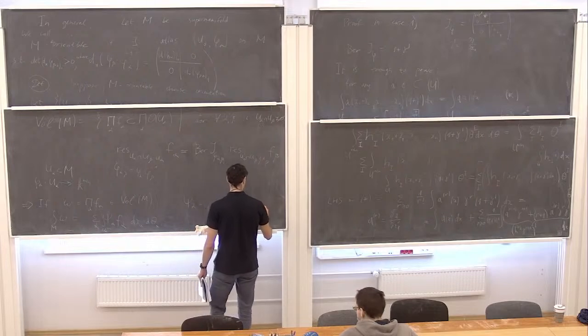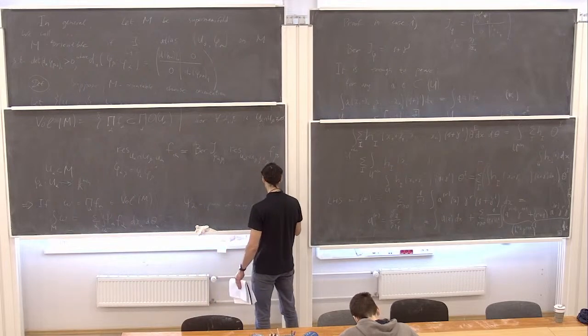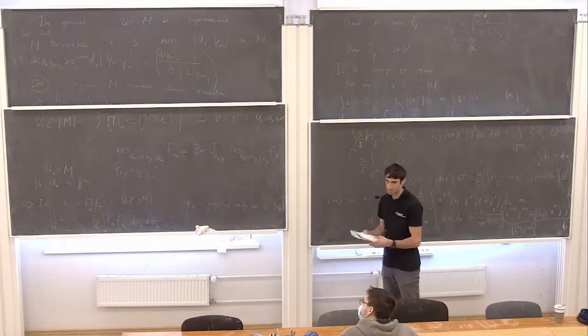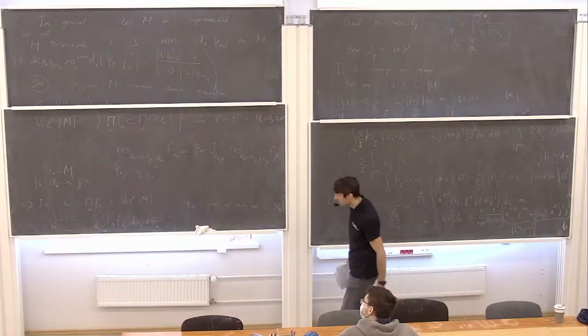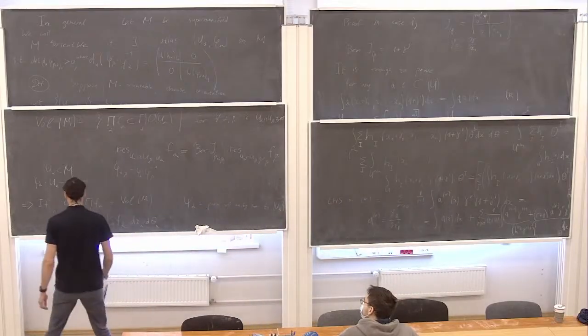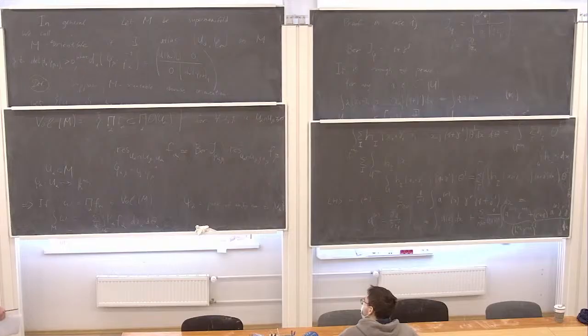Corresponding to the cover U alpha. Okay. So hopefully this all makes sense. So this is an attempt to go from local to global using our result about change of variables in Berezinian.